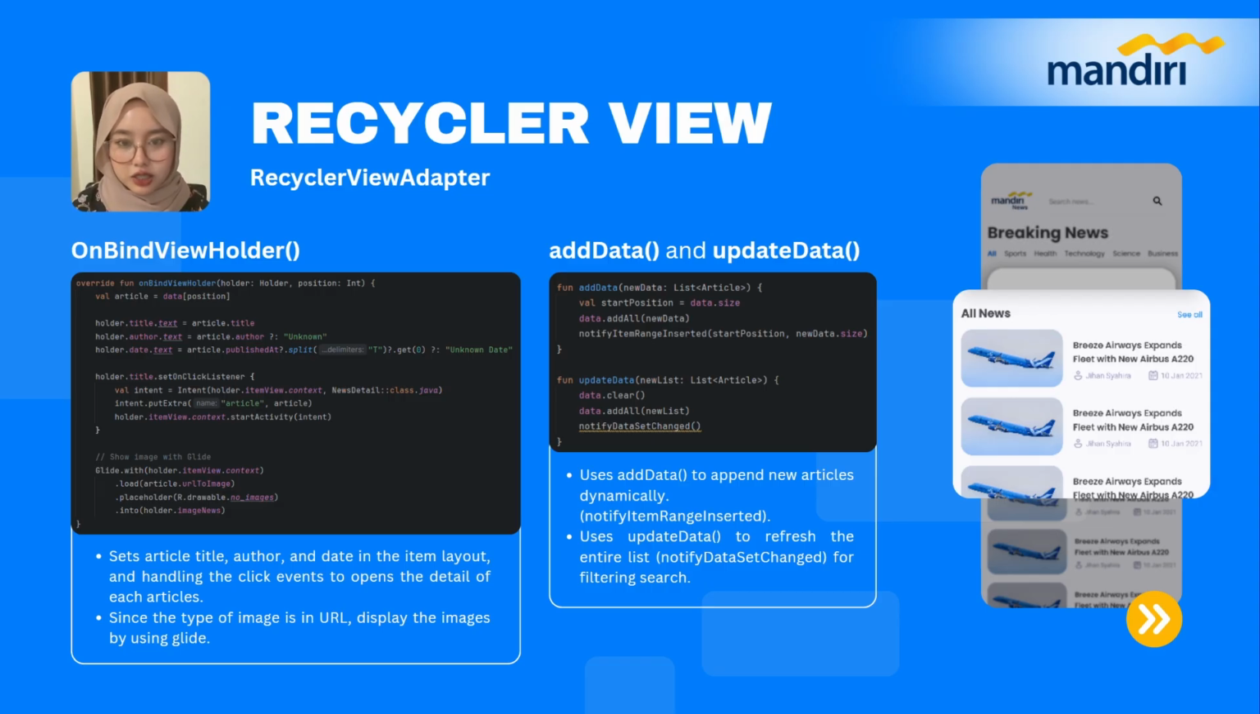And then since the data of the image we have is in URL, we have to use Glide to display the images. Next, for the add data and the update data function, we use the add data function to append new articles dynamically, and then for the update data, we use it to refresh the entire list for filtering search that we have in all news data page.